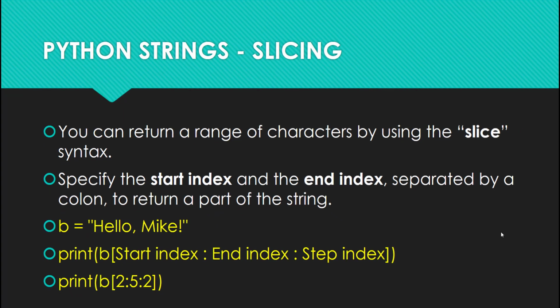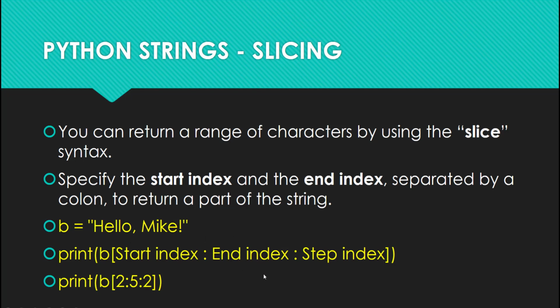In Python, you can also return a range of characters by using the slice syntax, a process called slicing. You specify the start index and the end index separated by a colon to return a part of the string. In the example given here, we have a string, hello Mike, assigned to a variable b, with a start index of 2 and an end index of 5. What this means is that you start counting from the index of 2 in that string, which is the first l in hello, because h is 0, e is 1, and the next l is 2. It should keep going to the 5th index, which is the end index.